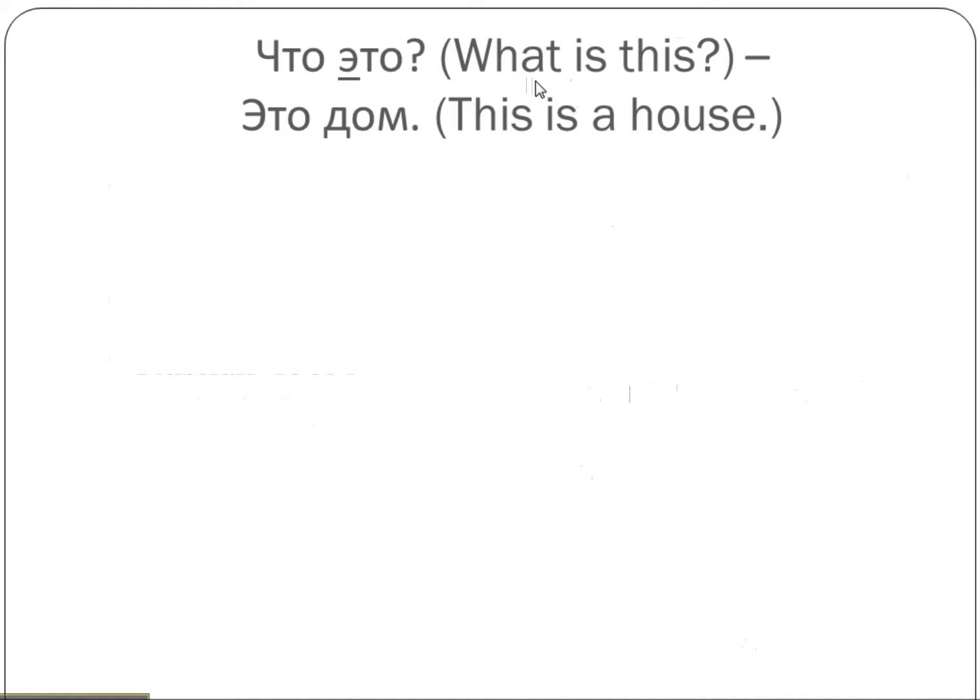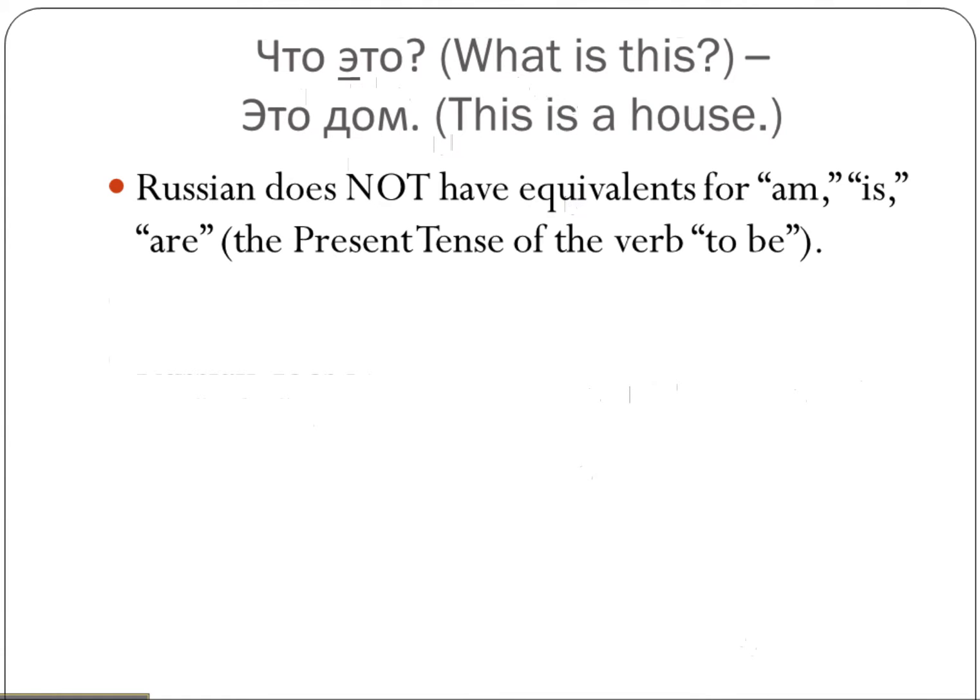So in English we say, what is this? In Russian we say, что это? And here is a sample answer. So the same conclusions as before. In English we have is in both questions and affirmative statements. In Russian we don't have is anyway, it does not exist.